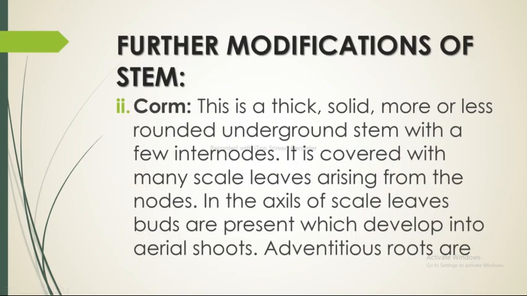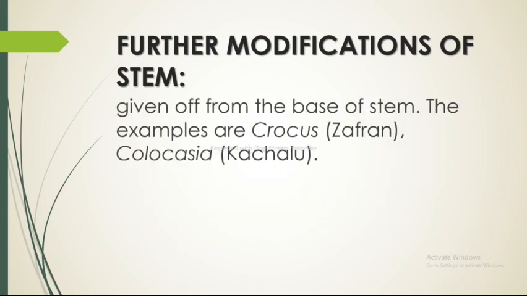So next type is the corm. This is a thick, solid, more or less rounded underground stem with a few internodes. It is covered with many scale leaves arising from the nodes. In the axil of scale leaves, buds are present which develop into aerial shoots. Adventitious roots are given off from the base of the stem. The examples are crocus, which is also known as saffron, and colocasia, which is also known as arbi.